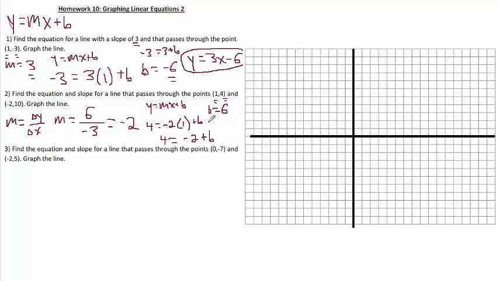Which means the equation is y equals mx, and the mx is negative 2x, plus 6. That is our equation. And let's graph it the same way. Plus 6 is the y-intercept, so along the y-axis, 1, 2, 3, 4, 5, 6. Let's put this up here. The slope is negative 2, which means 2 down, 1 over. 2 down, 1 over.